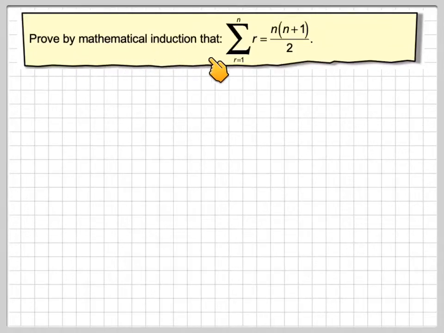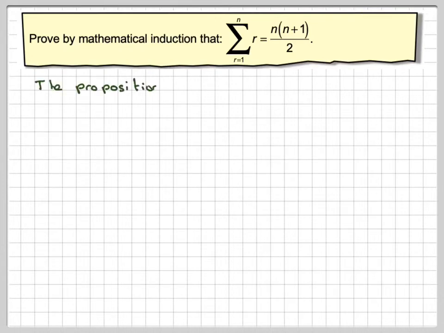Prove by mathematical induction that the sum from r = 1 to n of r is n times (n + 1) over 2. We've already done this by a direct proof. This is like proving the sum of all the natural numbers. The only problem with mathematical induction is that you do actually have to know the final result in order to prove it. However, here we go.